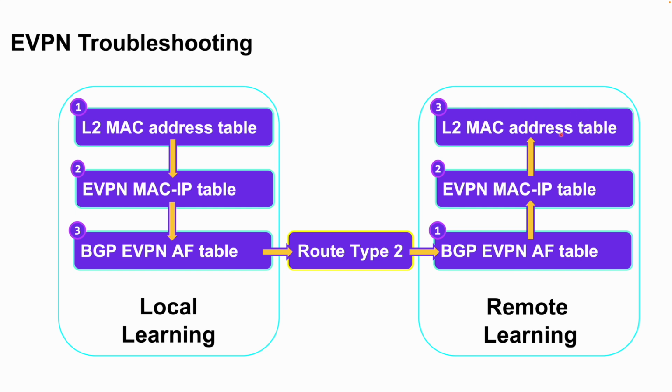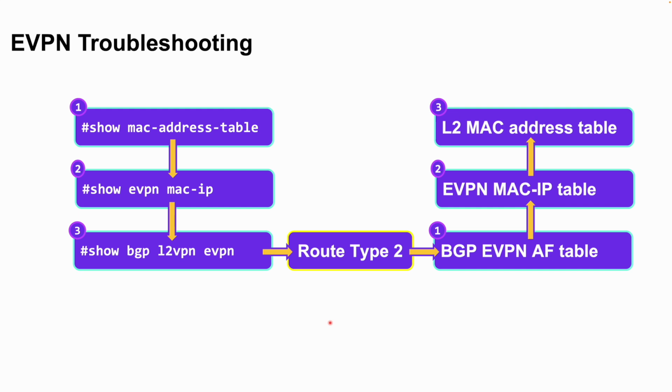And of course, MAC addresses that are local to a remote device, we can reverse it. So this would be local learning that then goes over to remote learning in this reverse order. Okay, so what are the commands for these specific tables then?